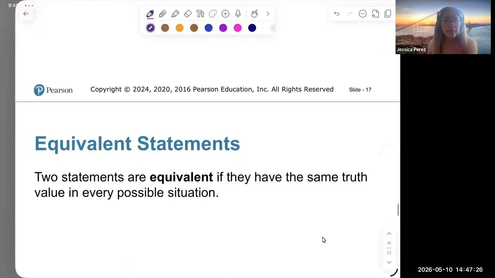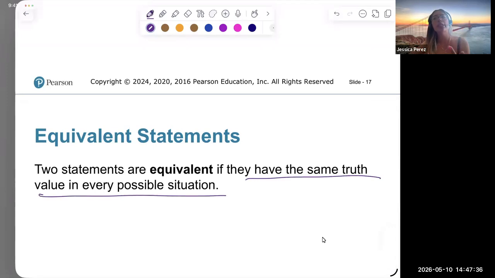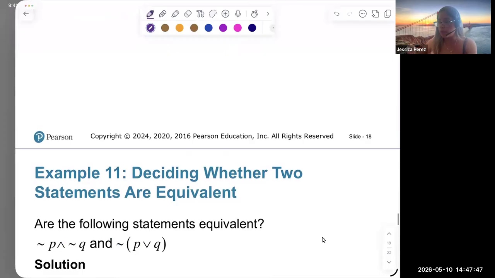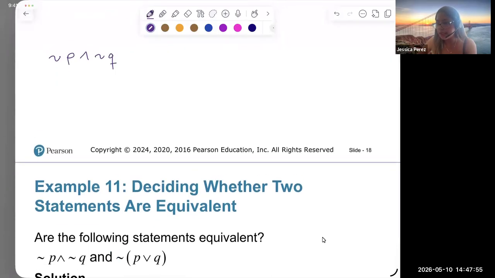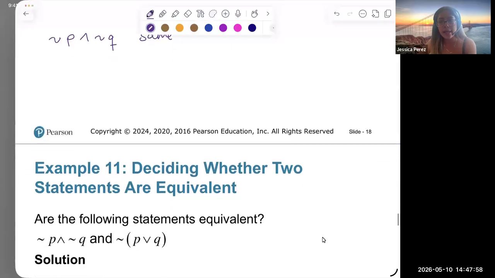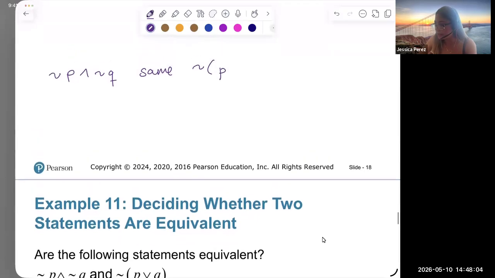We're also going to be looking at equivalent statements in this section. Two statements are equivalent if they have the same truth value for every possible situation. So we can have two different statements that have the same solution, even though they're different statements. And in order for them to be equivalent, all of the solutions must match. Let's look at an example. We want to show that not P and not Q is equivalent to the negation of P or Q.